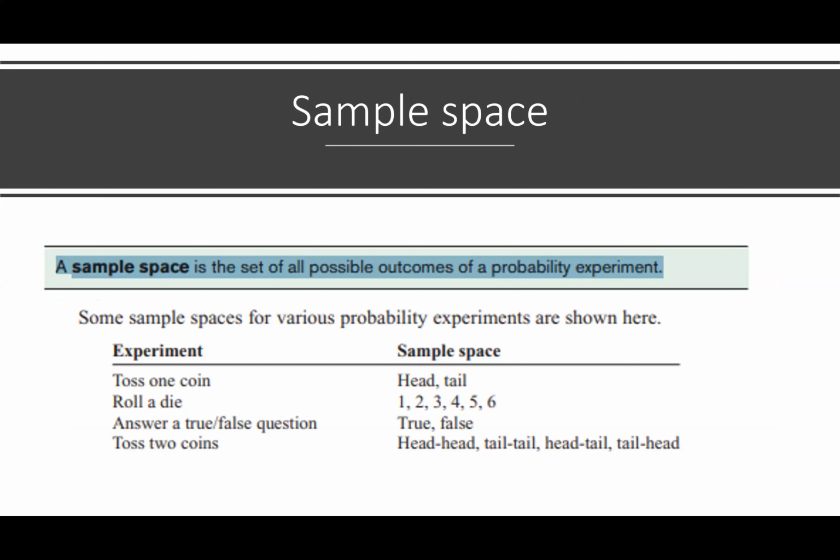Sample space. It is the set of all possible outcomes of a probability experiment. For example, if the experiment is tossing one coin, the outcome could be either head or tail, so the sample space has two outcomes. Rolling a die has a sample space of 6. If an answer is either true or false, the sample space is true or false. Tossing two coins, the sample space would be head-head, head-tail, tail-head, and tail-tail.